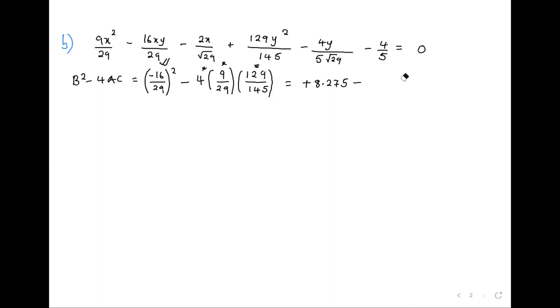So let's see. If you do 4 by 9 by 129, we'll get 4644, and then divide by 29 by 145, so we get 4205. So this will give us 4644 divided by 4205. So it's giving us minus 1.104. So what does this mean?